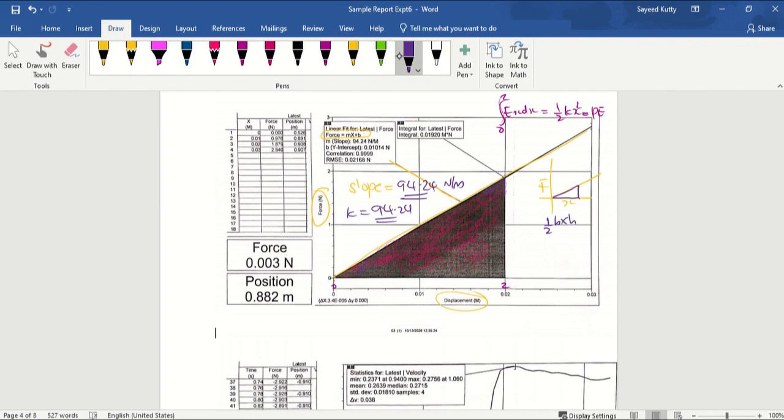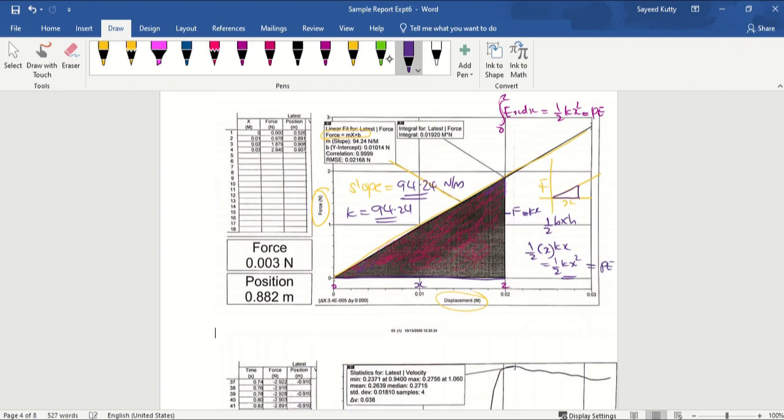Here, what is the base? The base represents the displacement or the distance x. And the height represents what? The force, and we know that the force is kx. So it is half x times the height, and the height is F, so kx. So half kx square. So the area under the graph represents half kx square.